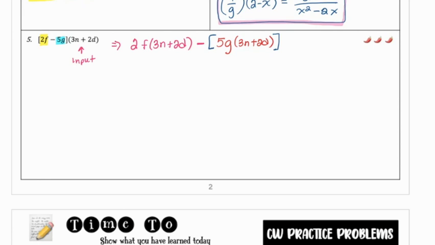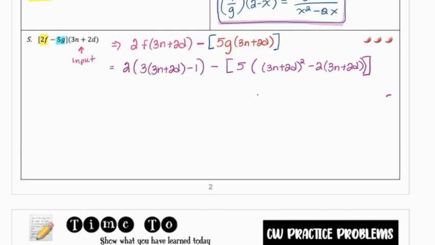So we have our f function is 3x minus 1. But we're doing twice that. So we have twice my f function, which is 3 input minus 1. There's my first piece, that's my f function. Minus bracket or parenthesis 5 times the g function. So what's our g function? Our g function is x squared minus 2x. So I'm going to need extra parentheses here. Our input squared minus 2 times the input.